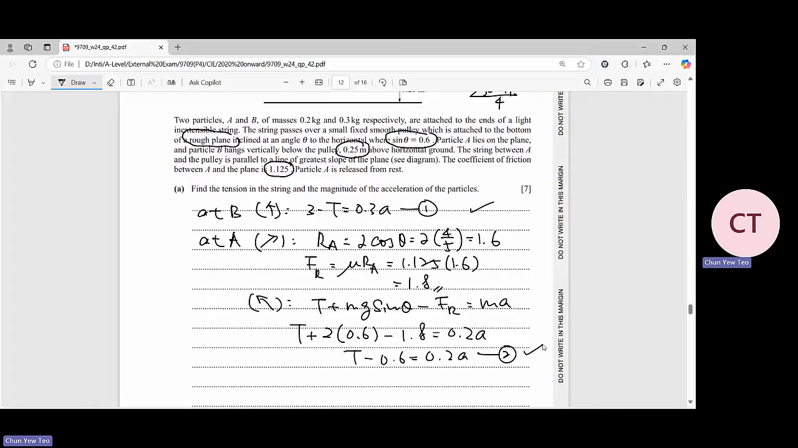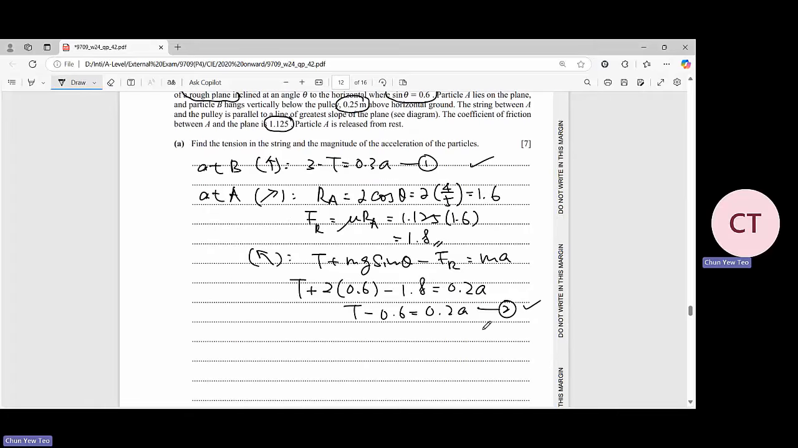Taking the first equation and the second equation, if you solve them together, take 1 plus 2. You get 2.4 equals 0.5 a. So therefore your acceleration a will be 4.8 meter per second square. So we found the acceleration.